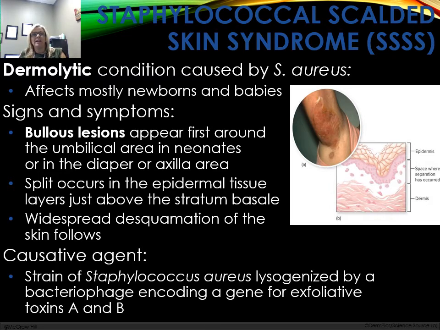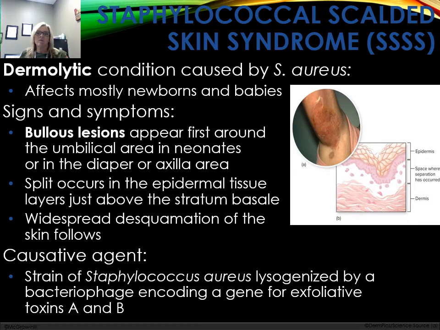And then you can actually have a split occur in the epidermal tissue, the layers just above the stratum basale here, and you're going to have this split. And so that can cause widespread, what we call desquamation of the skin. So desquamation basically means the skin is peeling off. So after a sunburn, when your skin peels, that's going to be desquamation, okay? It's the process of taking away squamous cells, okay, which are those layers that make that keratinization.